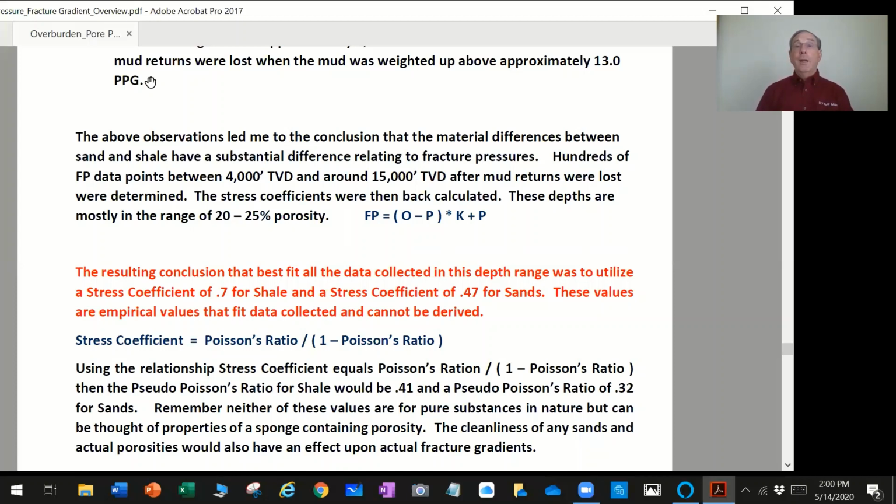So over a long number of years, I collected hundreds of fracture gradient data points between 4,000 feet TVD and around 15,000 feet TVD after mud returns were lost. I also worked with depleted sands in many old fields, so I drilled into depleted sands, lost returns, and knew what the pore pressure was. I did this over and over, and I back calculated stress coefficient values. It's pretty easy to estimate overburden. In the cases where I measured fracture pressures because I lost returns, filled the hole up, and knew the pore pressure at the depth where returns were lost, right below a casing shoe, I was able to back calculate values of stress coefficient that fit my data.